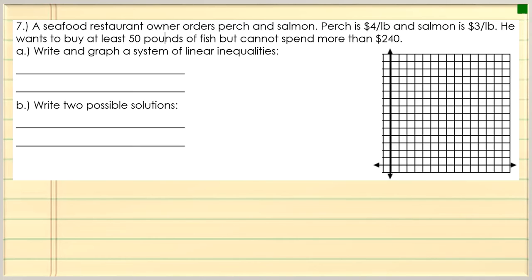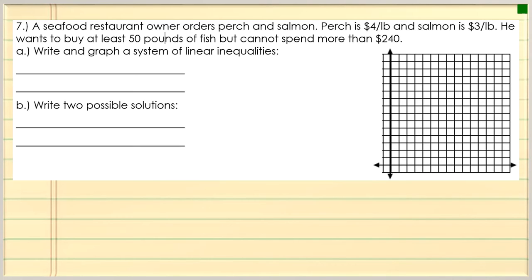A seafood restaurant owner orders perch and salmon. Perch is $4 a pound, and salmon is $3 a pound. He wants to buy at least 50 pounds of fish, but cannot spend more than $240. Write and graph a system of linear inequalities.